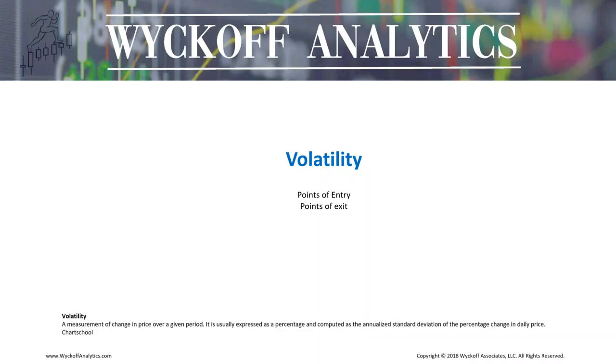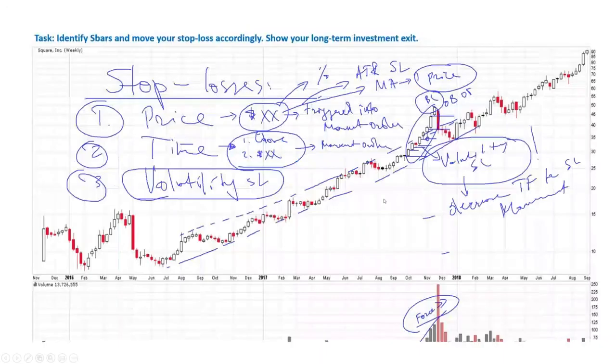But we also could have the same type of exuberance or aggressiveness to the upside as well. There are some spots where there is an urgency by institutions to be in the position, so they are more aggressive in their buying. And volatility is going to be a measurement of that change in price. It is usually expressed as a percentage and computed as an annualized standard deviation of the percentage change in daily prices.